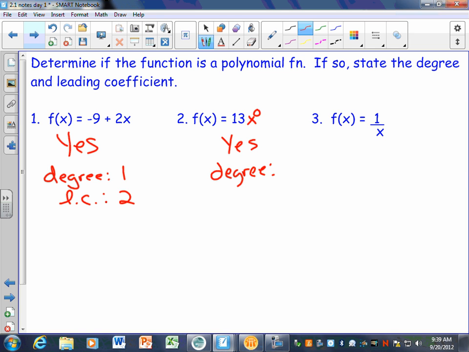And I kind of helped you out, I think, with the degree already. What's the degree of this one? 0? Because there is no power there. So can we say the leading coefficient is 13? Technically, that's the only number that we have there.